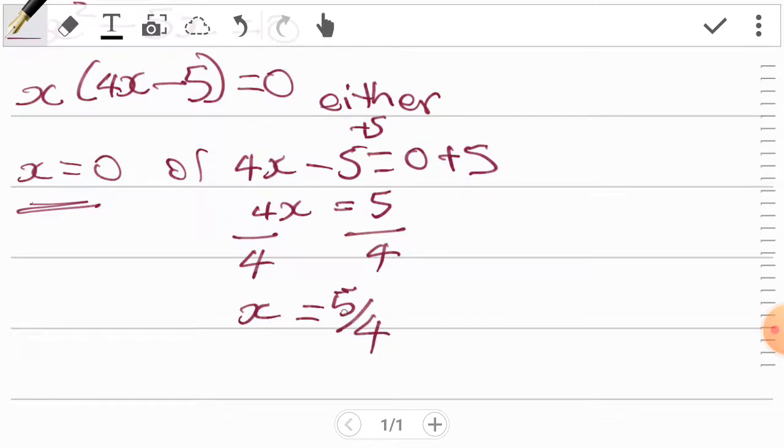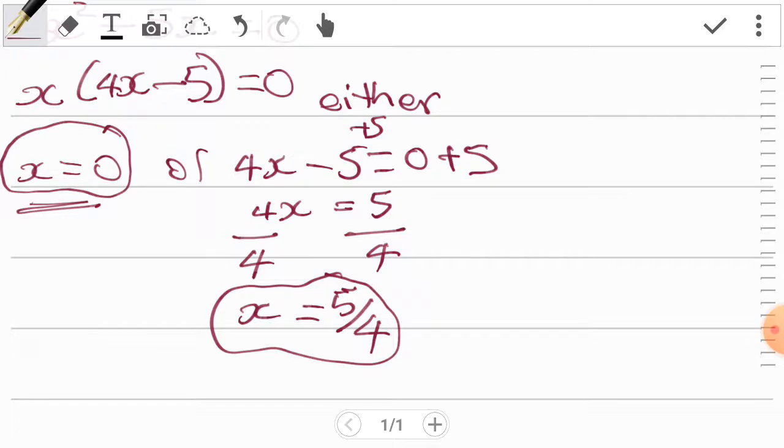What are our two responses? In one case, x can equal 5/4. In the other case, x is equal to 0. My bad. So x is equal to 0, x is equal to 5/4.